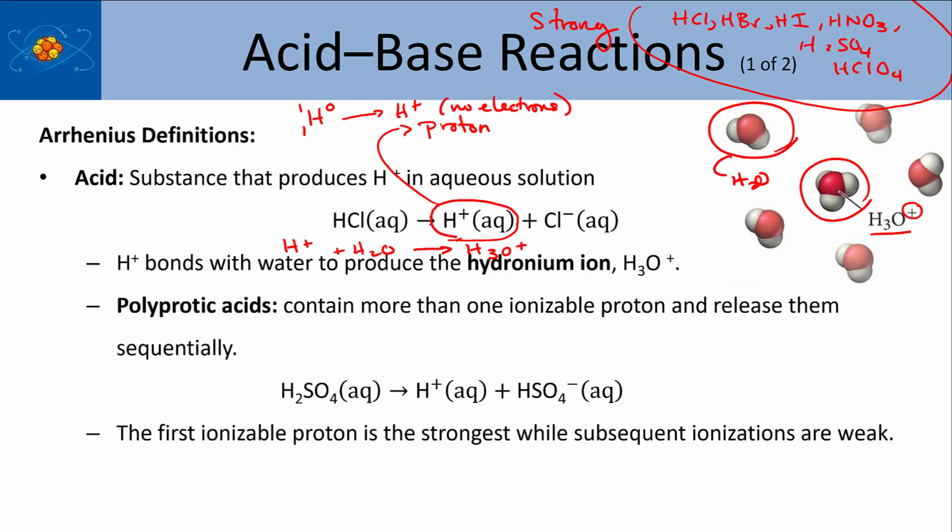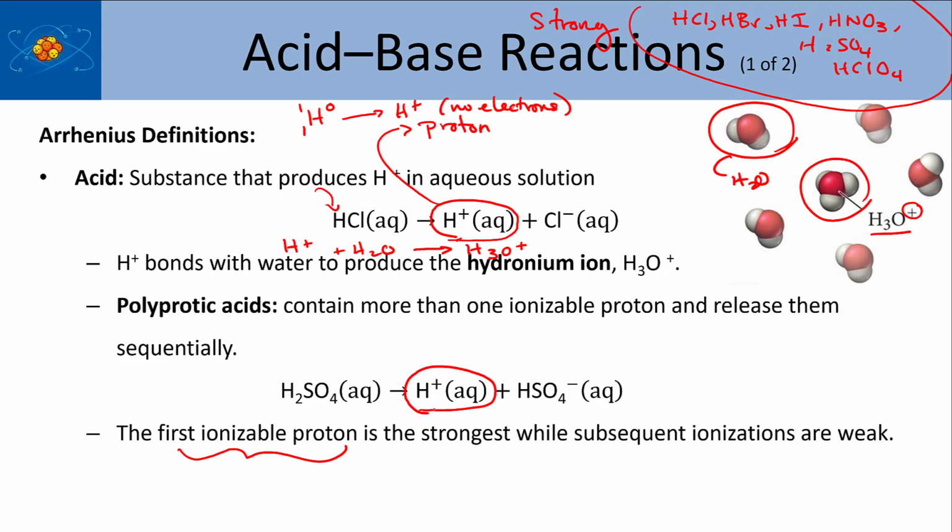Okay. Now, there are things called polyprotic acids. If this is a proton, then a polyprotic acid simply has more than one hydrogen, and those would be acids like H2SO4. The first ionizable proton, this is what it means by that, it forms the ion, right?